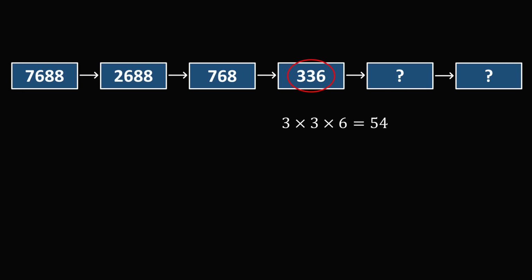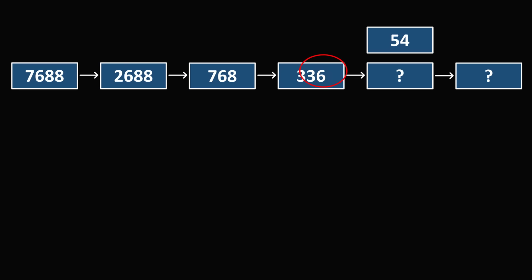So we now go to 336, and we take the product of these digits, and this will exactly be equal to 54, and that will be the next number. We then take 5 times 4, and that's equal to 20, and that will be the final number. So the two missing numbers are 54 and 20. Wow!